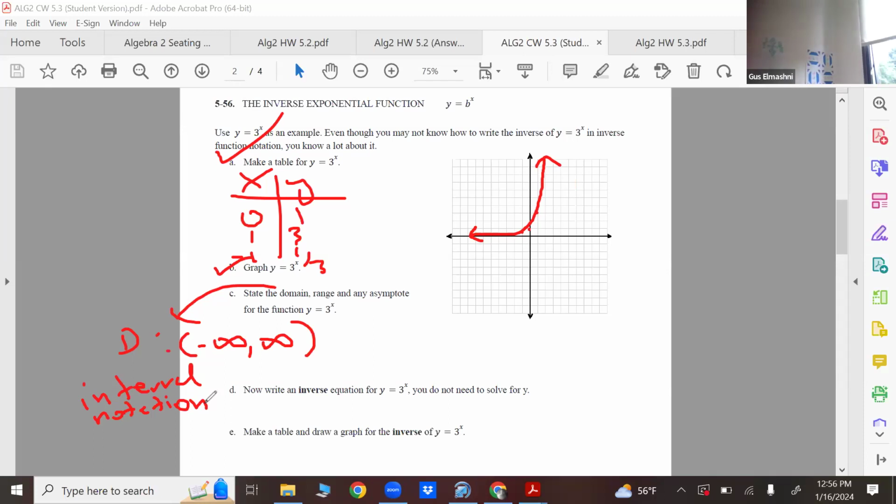So when you see this, this is what it means. You put the lowest number to the left, the highest number to the right. Why do I put negative infinity? Because if it's all real numbers, is there a lowest bound? No. Is there an upper bound? No. So you write it like this.